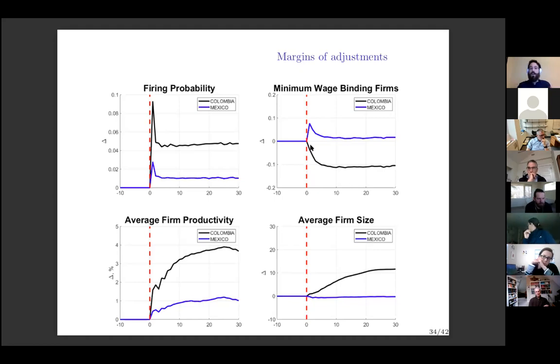That doesn't happen in Colombia, where there is already a large share of firms paying the minimum wage in the initial steady state, because they are opening up with a very large statutory minimum wage. So this forced the selection, which increases the average wage and makes firms move away from that corner. Therefore, the share of firms paying the minimum wage actually declines right away. And of course, these margins of adjustment are then reflected in larger productivity generated by firms in Colombia and larger average size, something that in Mexico actually almost doesn't move.